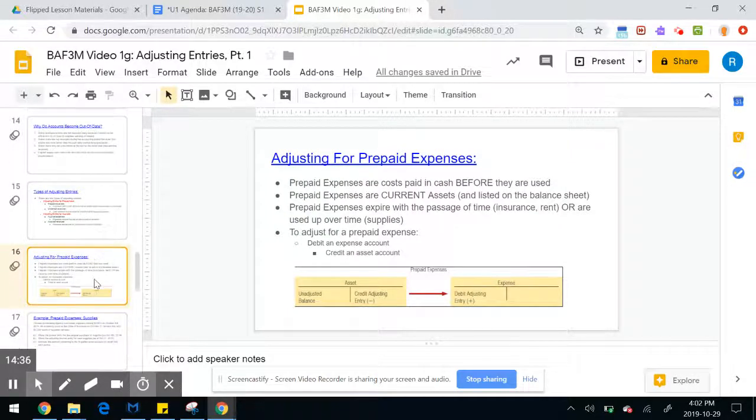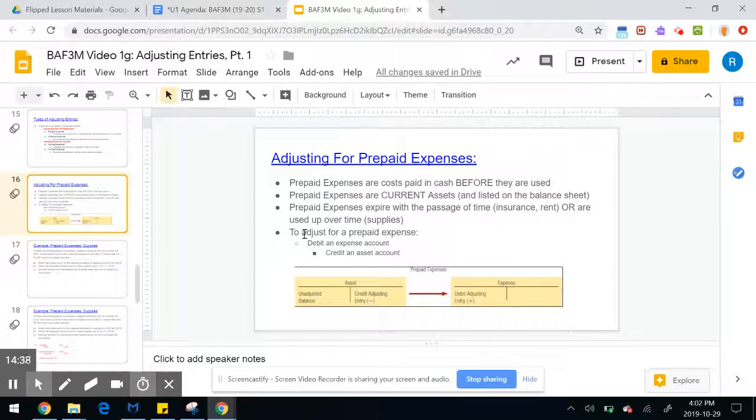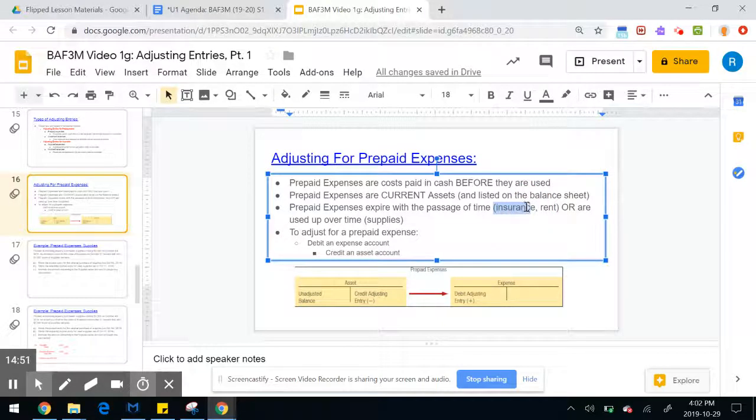So here's how I'm going to do them. I already did them, but I'll show you again. Try to keep this in mind. Prepaid expenses are costs paid in cash before they are used. Prepaid expenses are current assets. Prepaid expenses expire with the passage of time, like insurance goes down a little bit every month, or are used up, in the case of supplies.